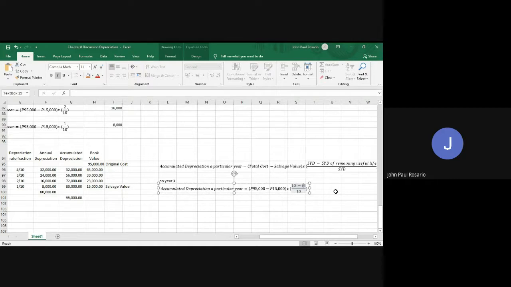So on year 3, how many years of life are left after year 3? After year 3, you don't count year 3, you count after year 3. So you only have 1 year left. So that's 1. If you compute that, it will become 95,000 less 15,000, and then you multiply that with 10 minus 1 over 10.